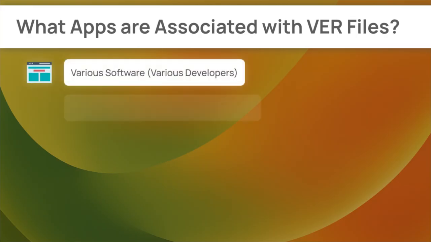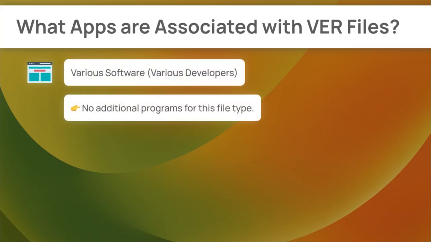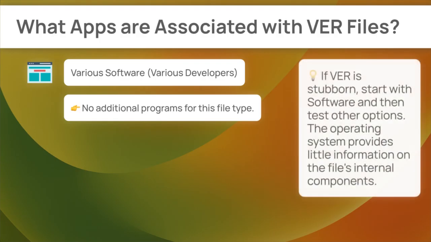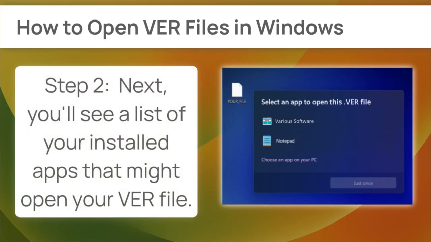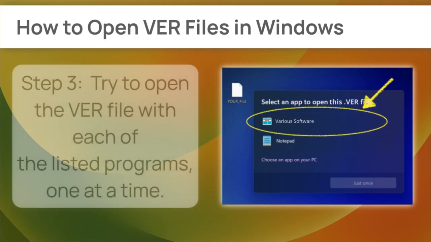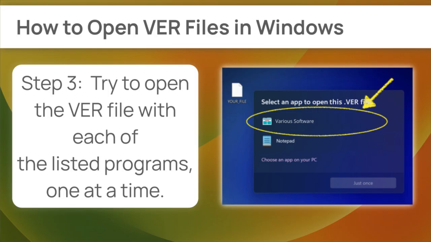If VER has multiple compatible apps, begin with software. The operating system provides little information on the file's internal components. Windows is fully capable of handling text files without specialized software. To resolve this, right-click your VER file and choose Open With. Pick an app that fits the file's category. Software is a general bucket, then test other options until it opens.